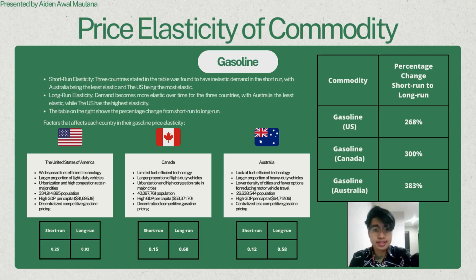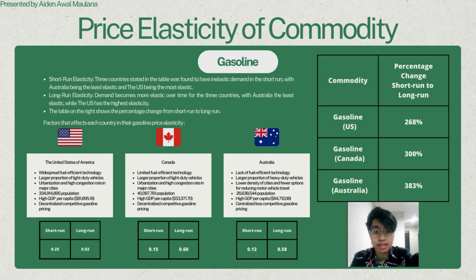As shown in this slide, these three countries have varying values of gasoline price elasticity. It was found that all the values of price elasticity for gasoline are considered inelastic, as all three of the countries possess price elasticity values below 1, with the United States being the most elastic in both short run and long run, while Australia is the least elastic in its short run and long run periods. However, Australia has the highest percentage change from short run to long run at a 383% increase.